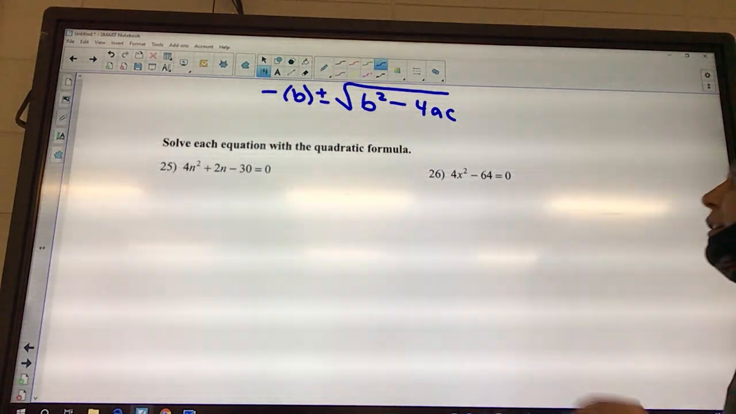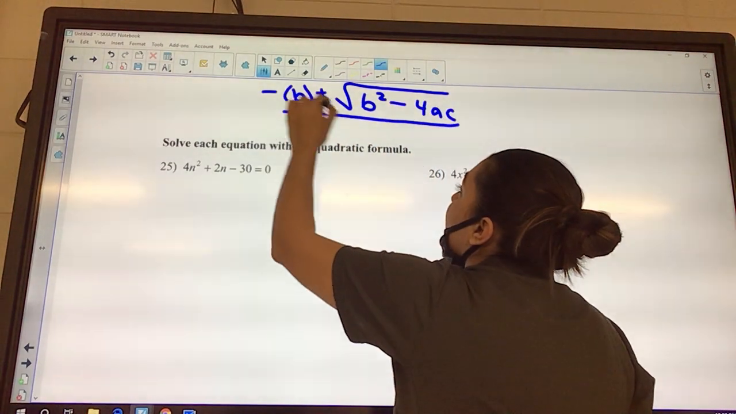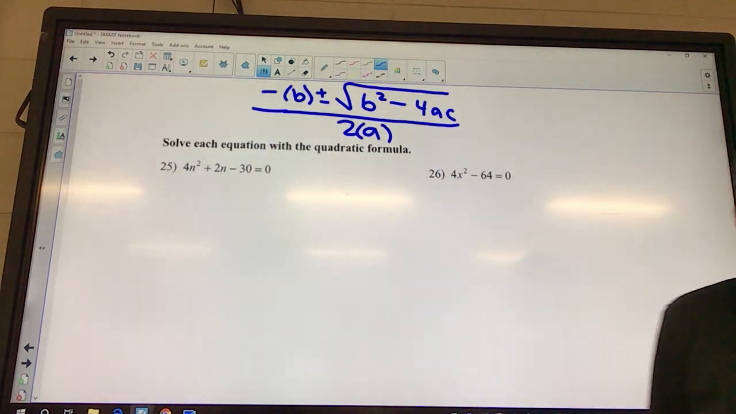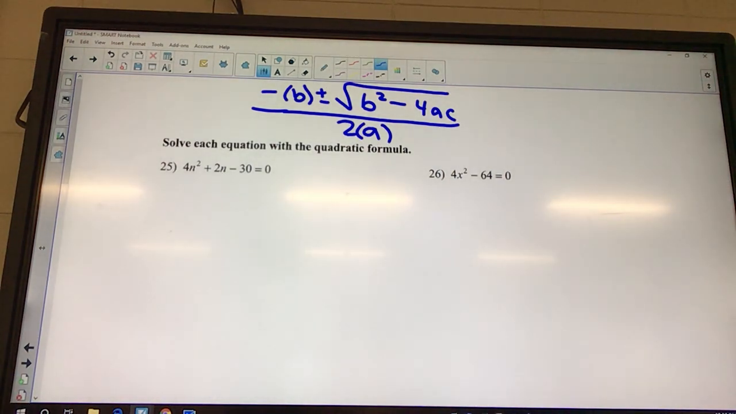That's over 2 parentheses A. No, you didn't even let me finish, Miss Henry. Because it was wrong. You said wrong. As soon as you said that plus, I'm like, you're done. I gotta let you finish. It was wrong.